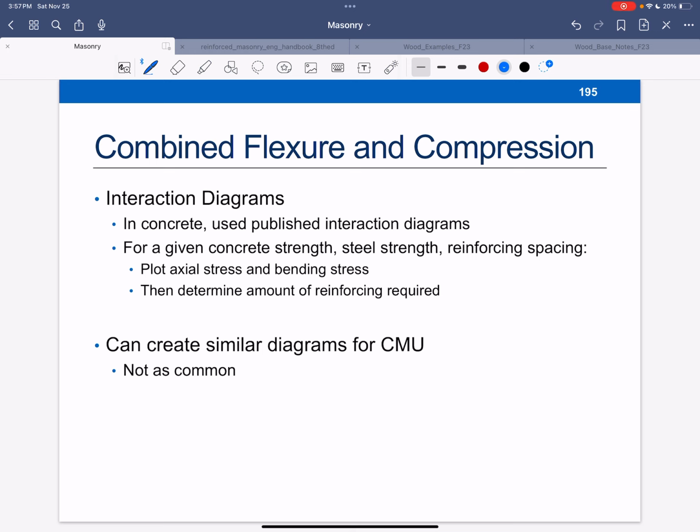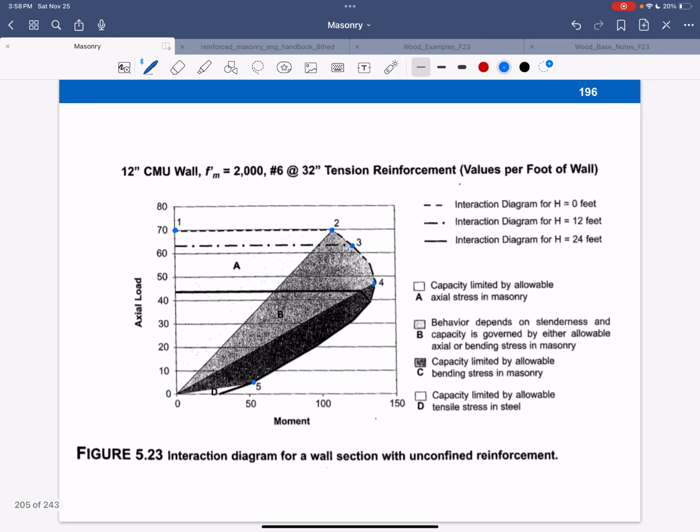So, like I said, there are published interaction diagrams for concrete, and we can figure out the reinforcing from those interaction diagrams, given equations. We can make those same things for concrete masonry. You can make a spreadsheet that generates them, but they're just not as commonly tabulated. So if you're working with a certain type of block, you could make a spreadsheet for this if you're doing this in practice, and you would just pick those points that I just showed you.